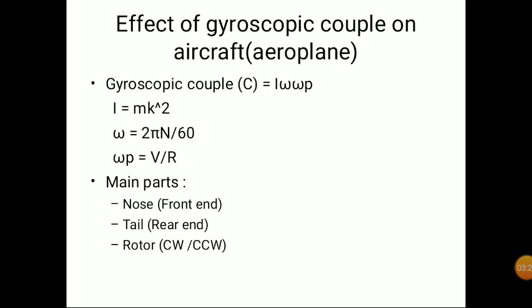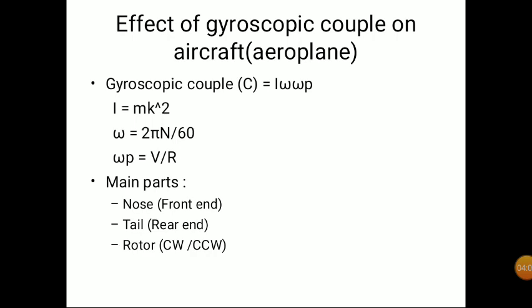Next, we are going to the section on the effect of gyroscopic couple on aircraft. In the previous section, we discussed the different planes and different axes. So here, when we are considering an aeroplane, these are the main equations: gyroscopic couple C is equal to I omega omega P, I equal to mk square, omega equal to 2 pi n by 60, and omega P, that is angular velocity of precession, equal to V by R. V means velocity of flight, R means radius of rotation.